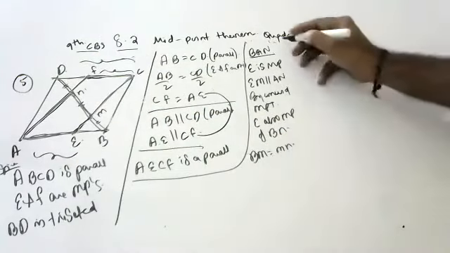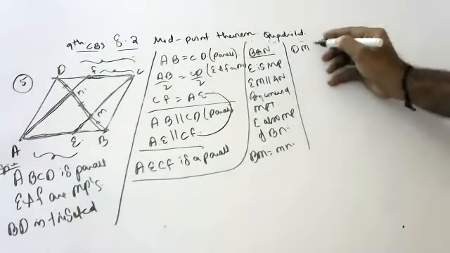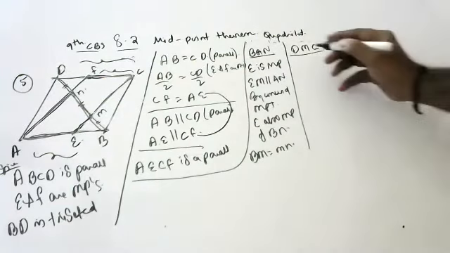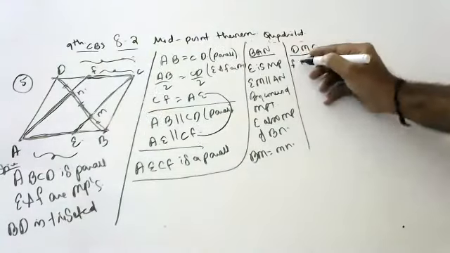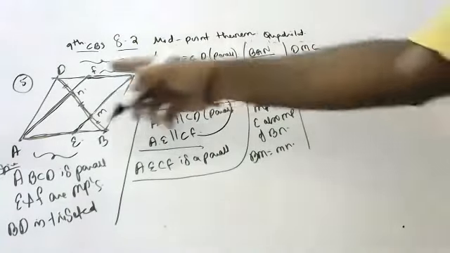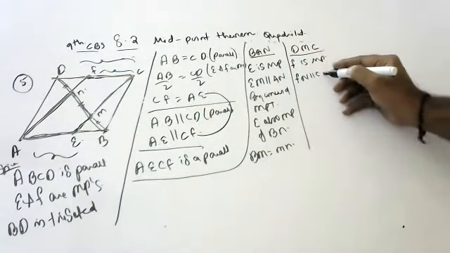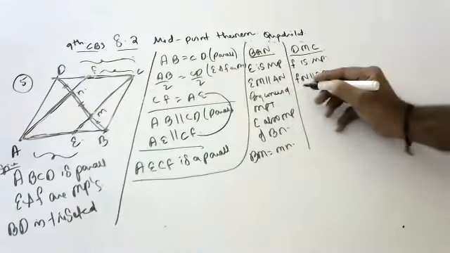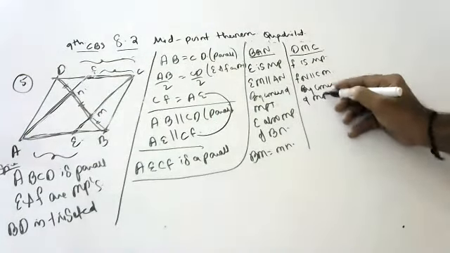And anyone want to try it for DMC, children? Tell me. In DMC, F is a midpoint. And FN is parallel to MC. FN is parallel to CM because it is a parallelogram. So by converse of the midpoint theorem.